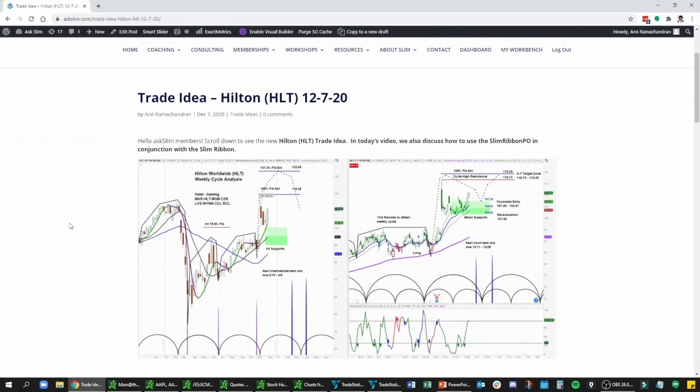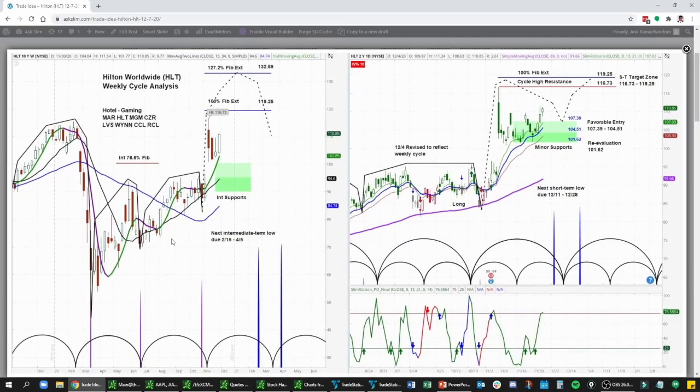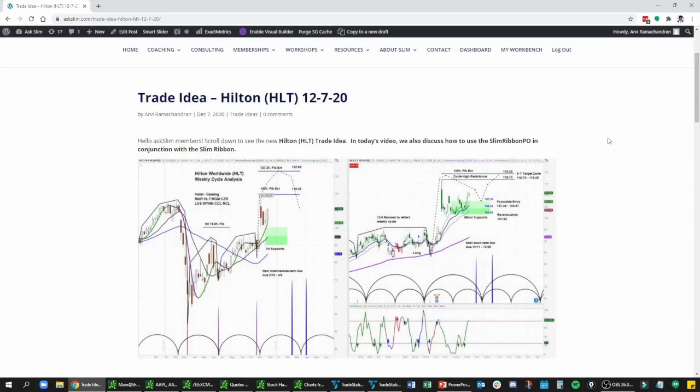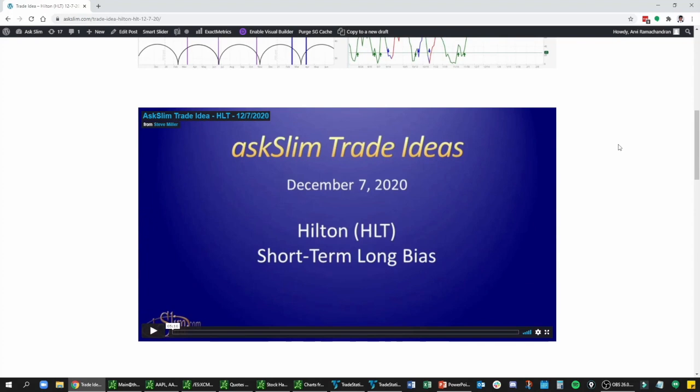So the first thing you'll see is for our level 3 members, you will gain access to the weekly and daily snapshot of our cycle analysis. So you can see what we're really looking for here in this underlying symbol. And what you'll also see is a trade idea video walkthrough right here.